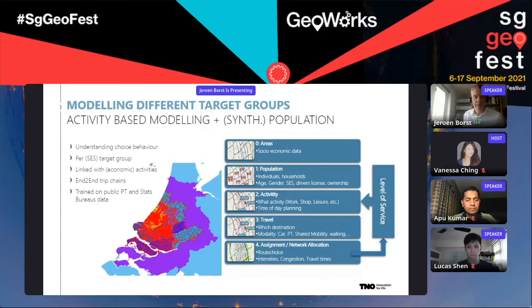And that appeared to be very helpful in the COVID crisis, because the models that were trained only on the mobility patterns no longer sufficed to understand how we saw mobility patterns change. So we needed those kinds of activity-based models where trips are linked to economic activities.